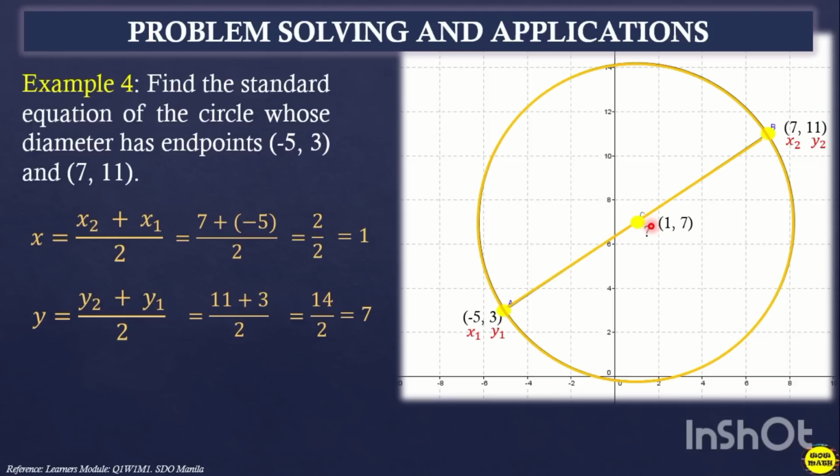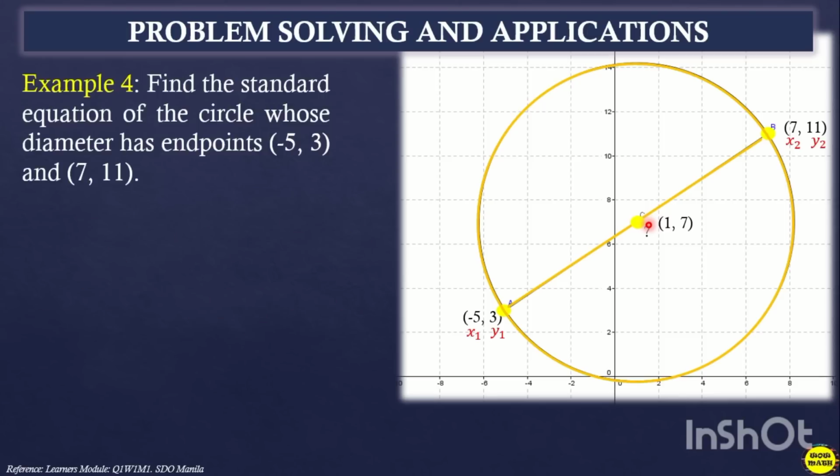So, tatandaan natin, the coordinates of the midpoint of the diameter is the center of the circle. So, ito rin yung center ng circle natin. So, next, anong gagawin natin? Hindi pa natin makukuha yung equation ng circle. So, anong next gagawin after makuha yung midpoint? Next, we use the distance formula. Okay, we use the distance formula to find the segment whose endpoints are 1, 7 and 7, 11.